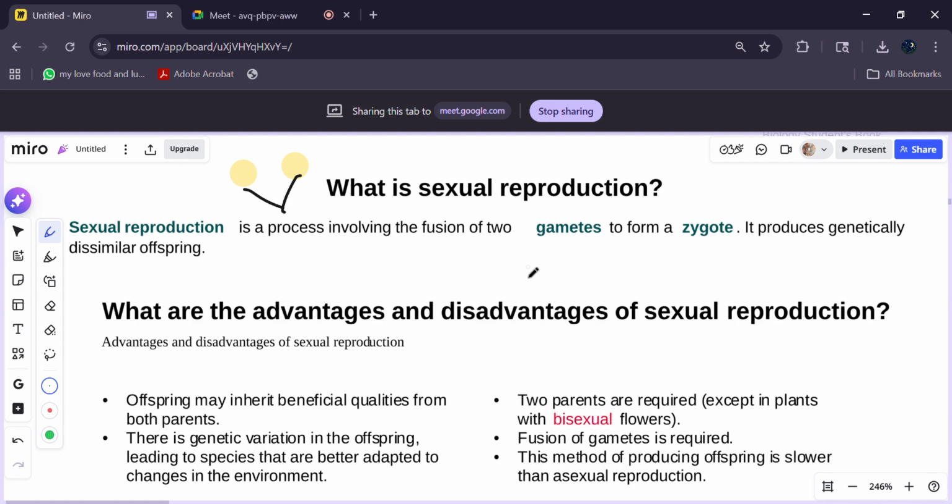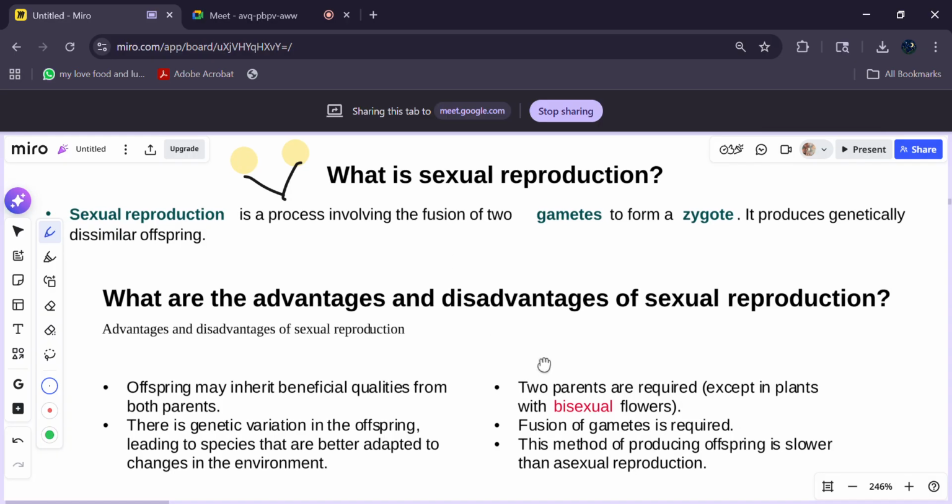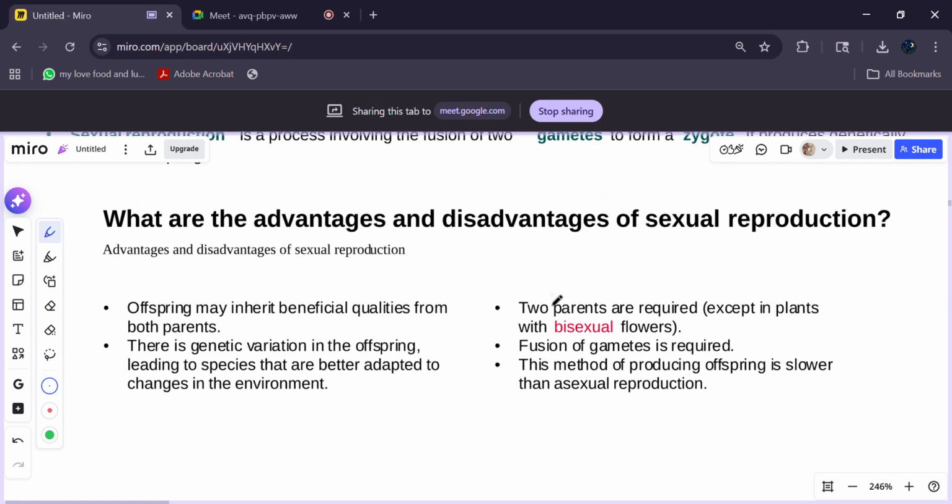So what are the advantages and disadvantages of sexual reproduction in plants? Well, the advantage is that offspring may inherit beneficial qualities from both parents. Now, in asexual reproduction, a plant could only inherit beneficial qualities from one parent. It's like cloning. But in sexual reproduction, a plant could inherit beneficial qualities from different plants.